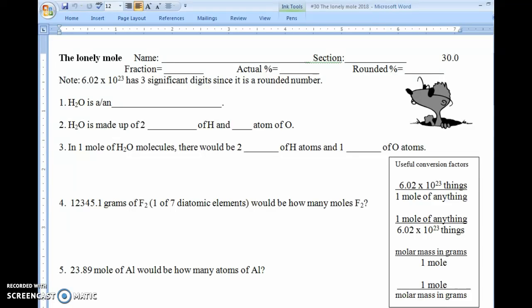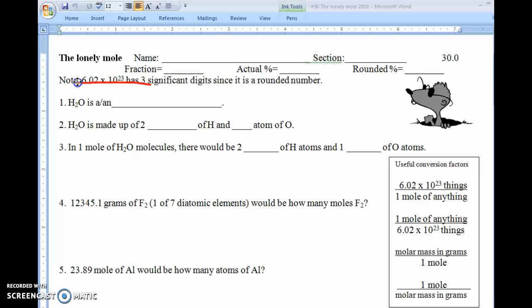We're going to go over the lonely mole today, which is your 30s. Feel free to pause this at any point in time to try to solve the problem yourself first, and then come back and see if you did in fact do it correctly. So we have number 1 up here. We have a note that 6.02 times 10 to the 23rd is 3 significant digits. And we'll just start filling in the blank.